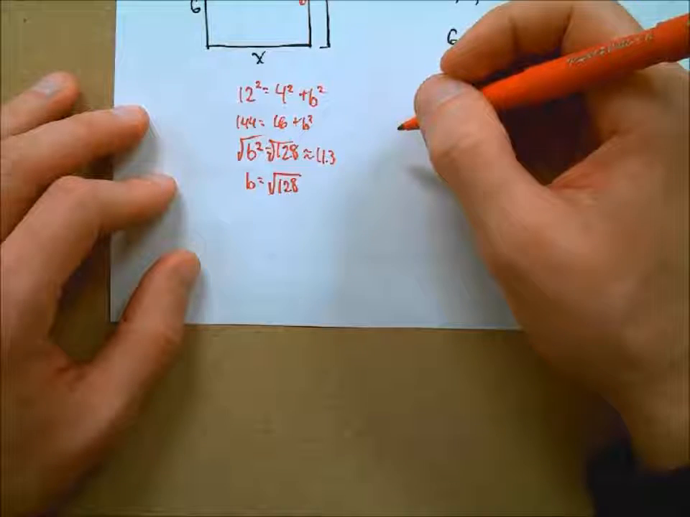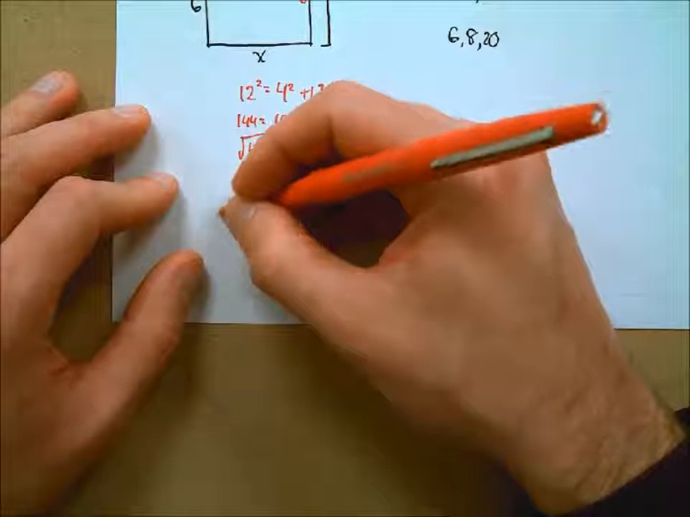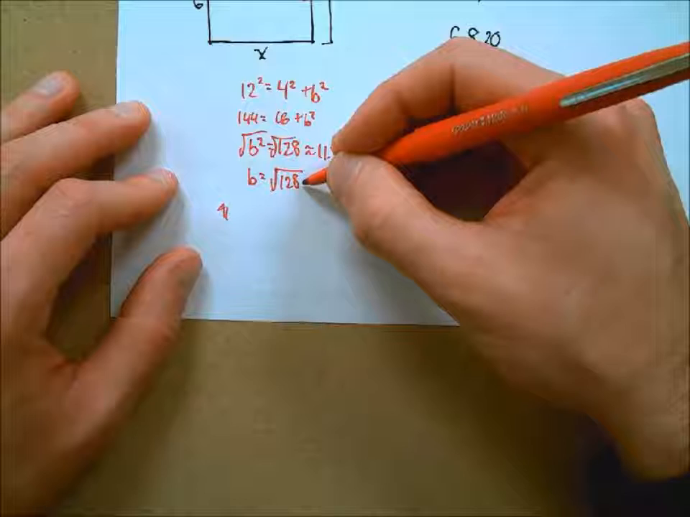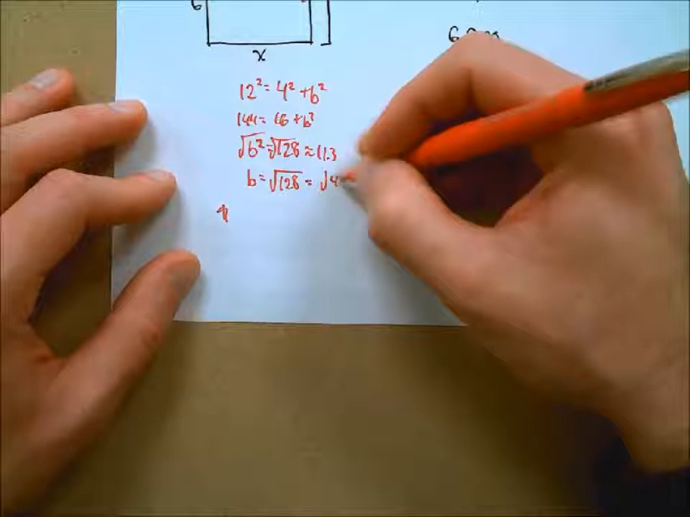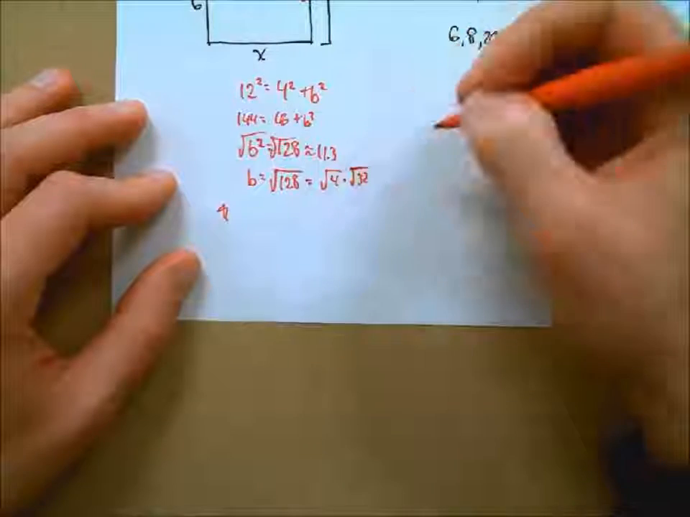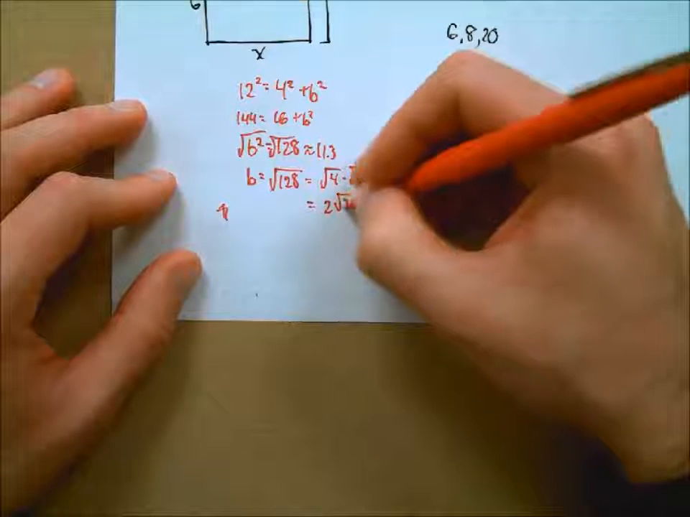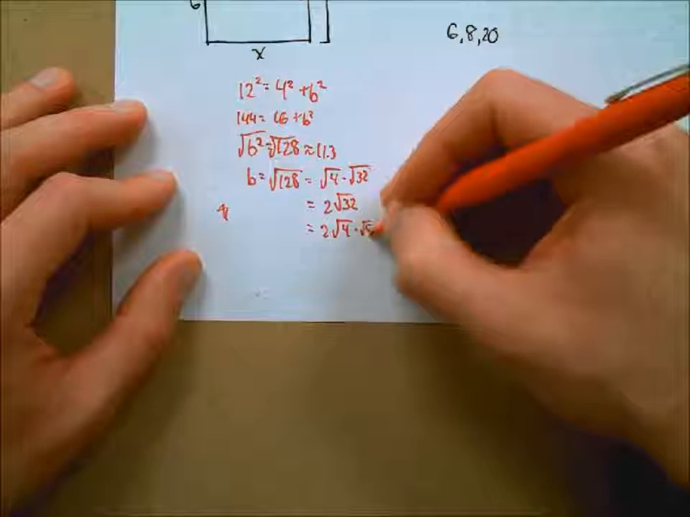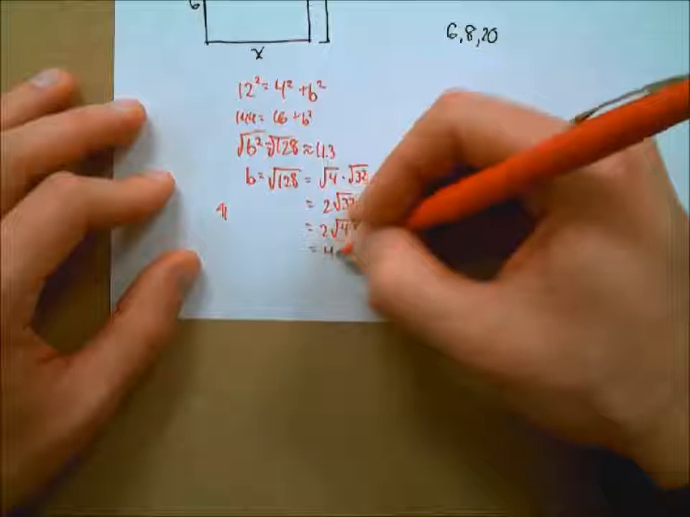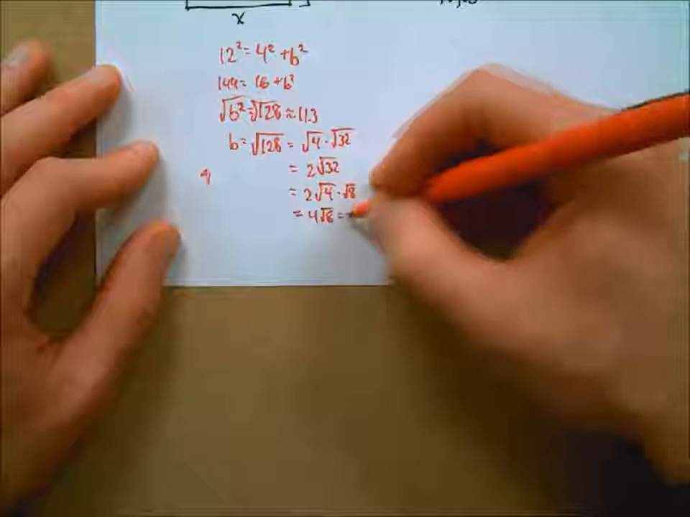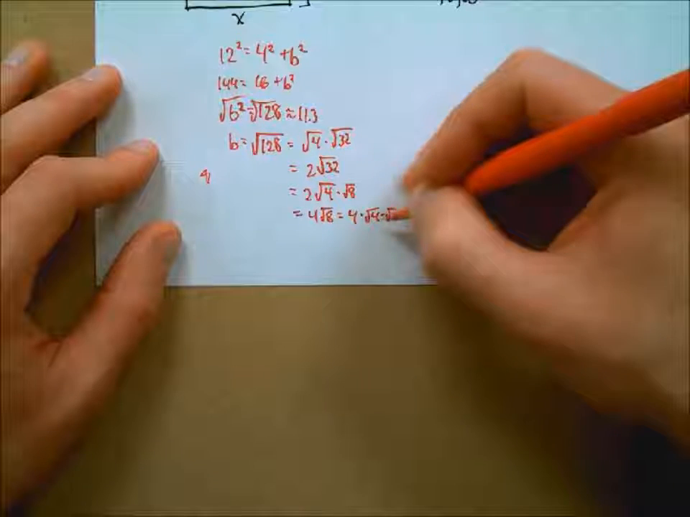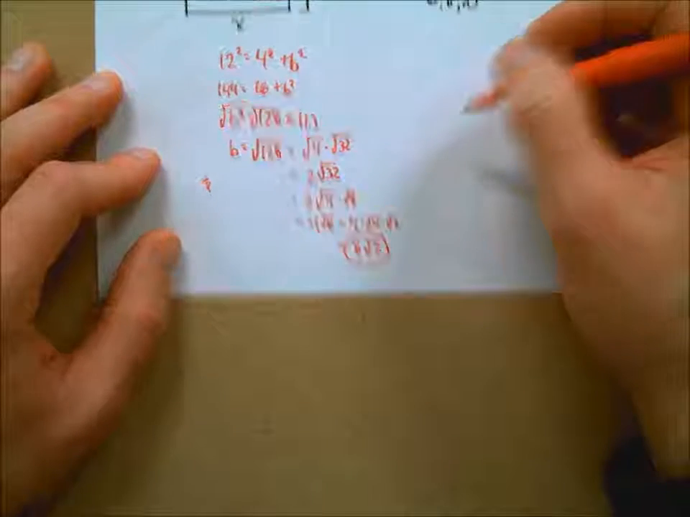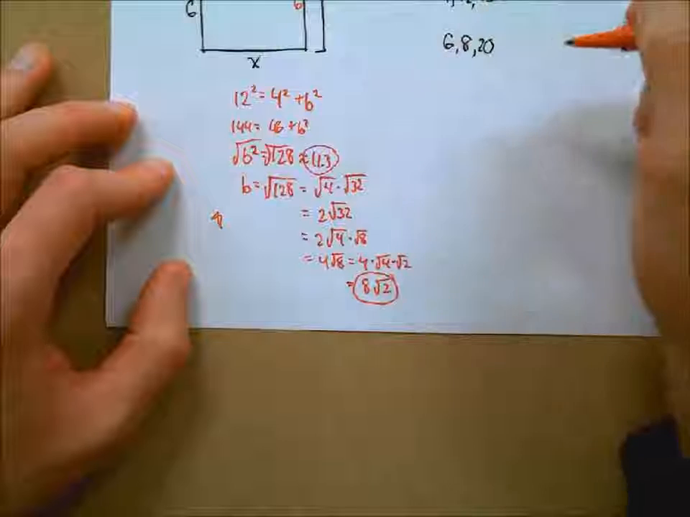It looks like we can divide it by 2. That's not very helpful. Maybe we can divide by 4, though. 128 divided by 4 is 32. That gives us 2 times the square root of 32. But 32 is also divisible by 4. It's the square root of 4 times the square root of 8, so that'll be 2 times 2, so 4 times the square root of 8. But 8 is also divisible by 4, so it'll be 4 times the square root of 4 times the square root of 2. That's 2 times the 4, so we get 8 square roots of 2 for our precise answer. Or 11.3 for the rounded answer.